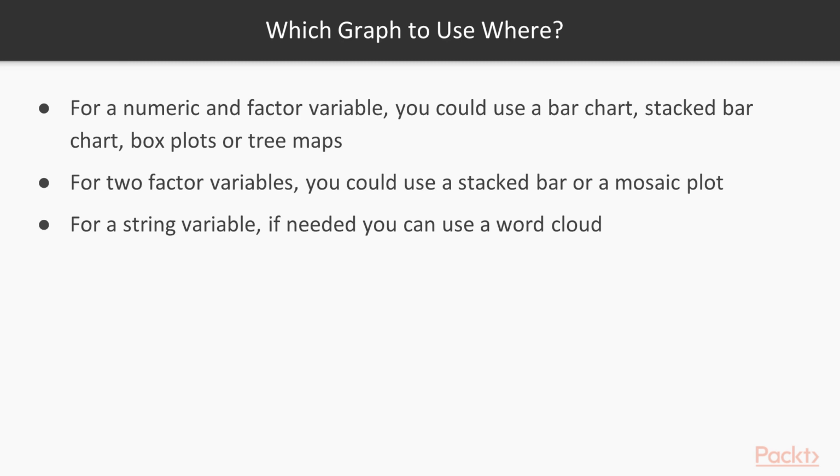So remember, we have three data types: numeric, factor, and string. For numeric, we could use a box plot or histogram. For a factor, we could use a bar chart. For a string variable, we could use a word cloud. When we combine more than one variable, for numeric variables, we can use a scatterplot. For numeric and factor, we could use a bar chart. And for two factor variables, we could use a stacked bar chart. This is really important, and we'll see this later.